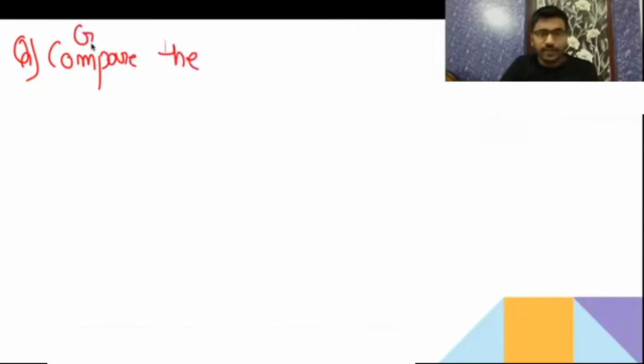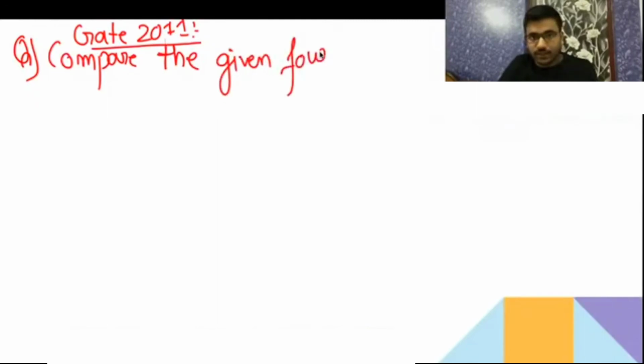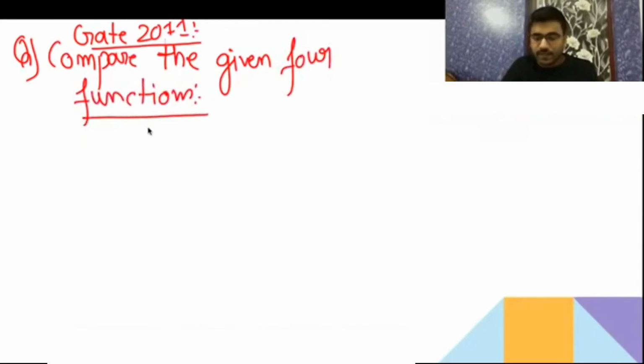So it is your GATE 2011 question. Okay, fine. GATE 2011 question. Now they are asking you to compare the given four functions. They are asking which one is the greater one.